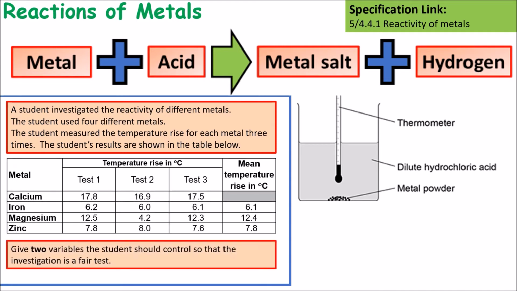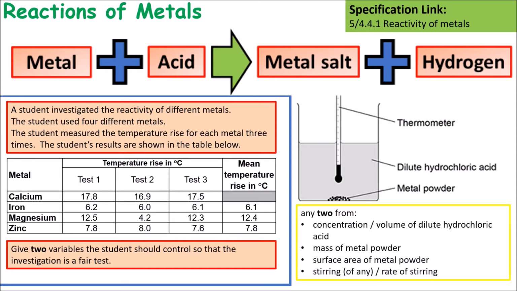So if the student was carrying this out, give 2 variables that they should control in order to make it a fair test. So you could have 2 things like the concentration or volume of acid, the mass of the metal powder, the surface area of the metal powder, or if there is any stirring involved.